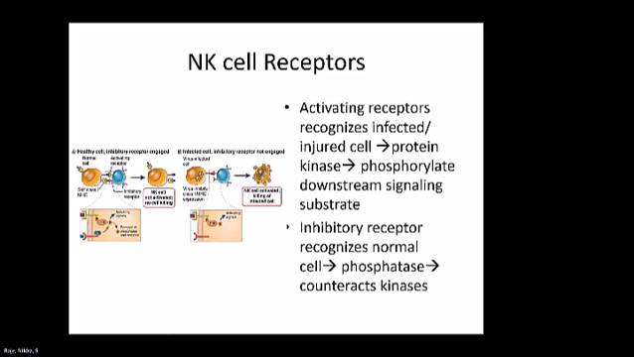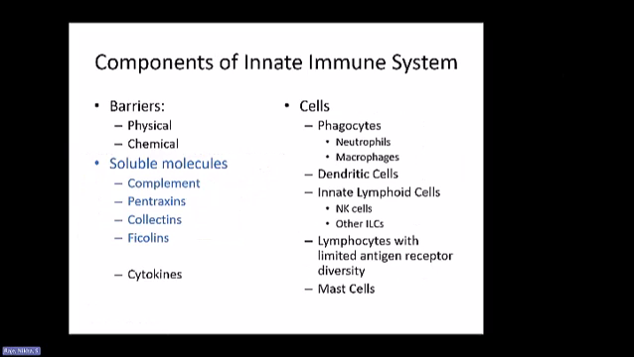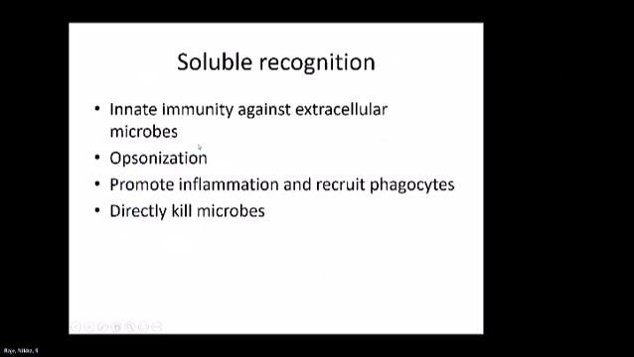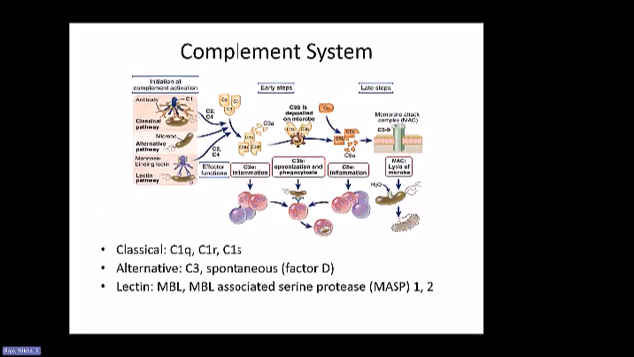All right, that was about the ILCs. Let's talk about the soluble molecules. These are like pattern recognition receptors, right? These also look for PAMPs and DAMPs. However, they are present in the extracellular fluids. So they result in opsonization, promote inflammation, and recruit phagocytes, and they directly kill microbes.